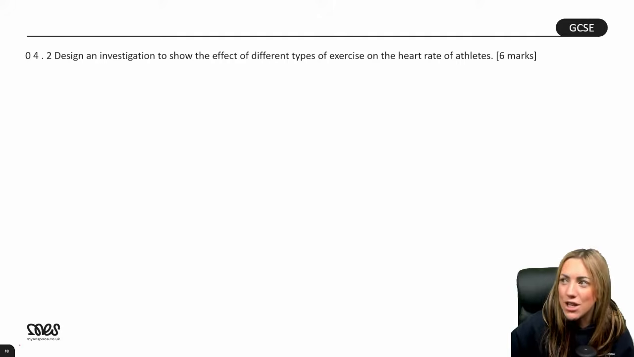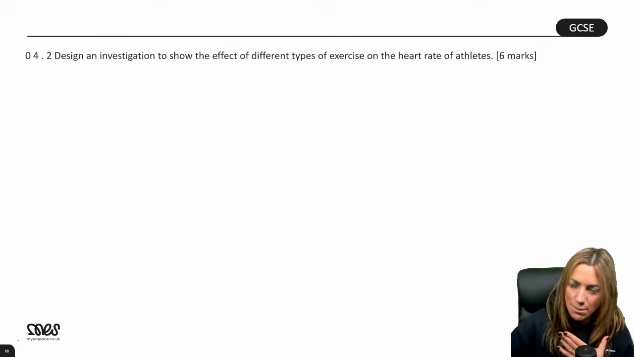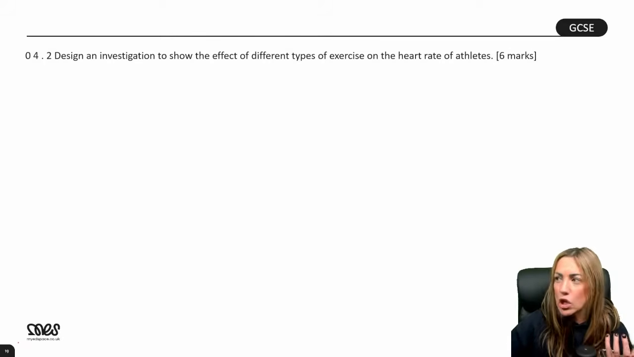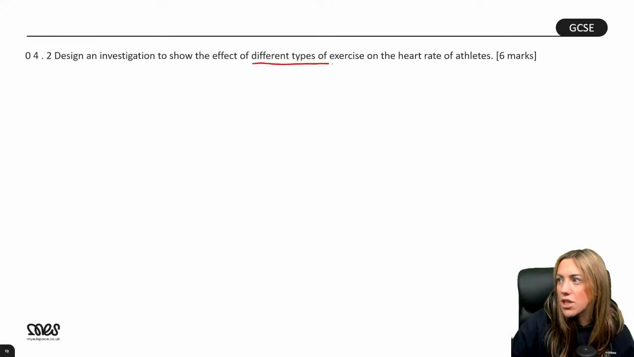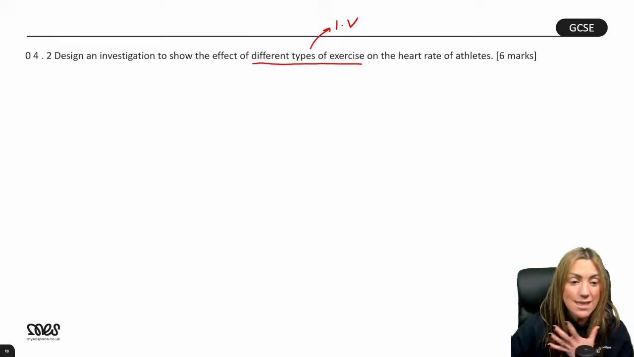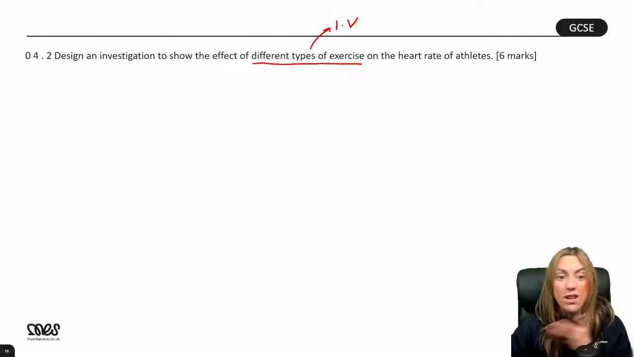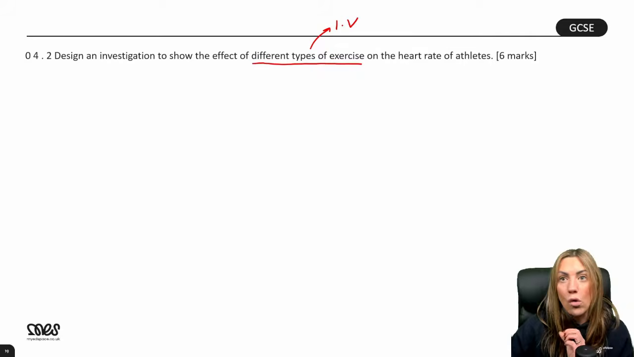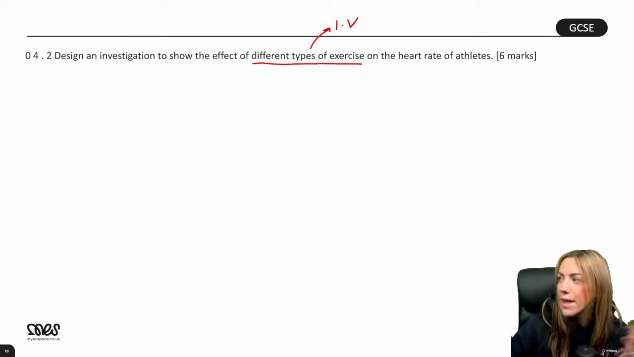Design an investigation to show the effects of different types of exercise on the heart rate of athletes. The first thing I do with these kind of questions is try to identify the independent variable, so the one that I'm going to need to change to see the effect of it, and then try to identify the dependent variable, the one I'm going to measure and record, and then obviously I'm also going to think about controlled variables. So if I got this question, the first thing I would do is highlight this. The independent variable is going to be the type of exercise. So I'm going to need to use different types of exercise, different intensities of exercise. I could do jogging versus running, for example, or running versus cycling, or swimming versus running.